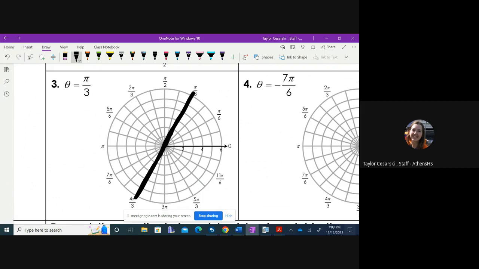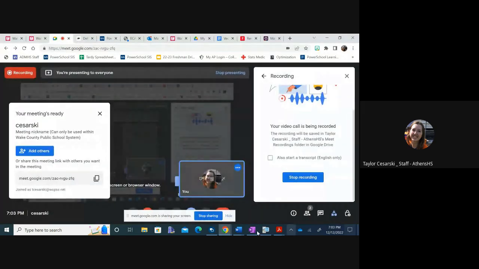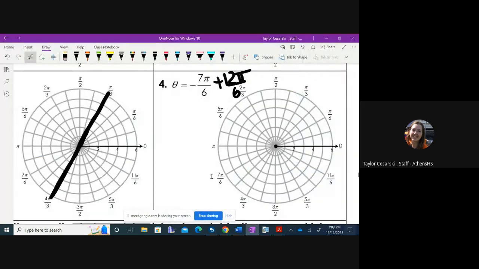All right, finally, number 4, I'm going to go ahead and find that coterminal angle. Negative 7 pi over 6 plus 12 pi over 6 is 5 pi over 6. But again, remember, r can be negative. So I'm going to travel all the way towards 11 pi over 6.